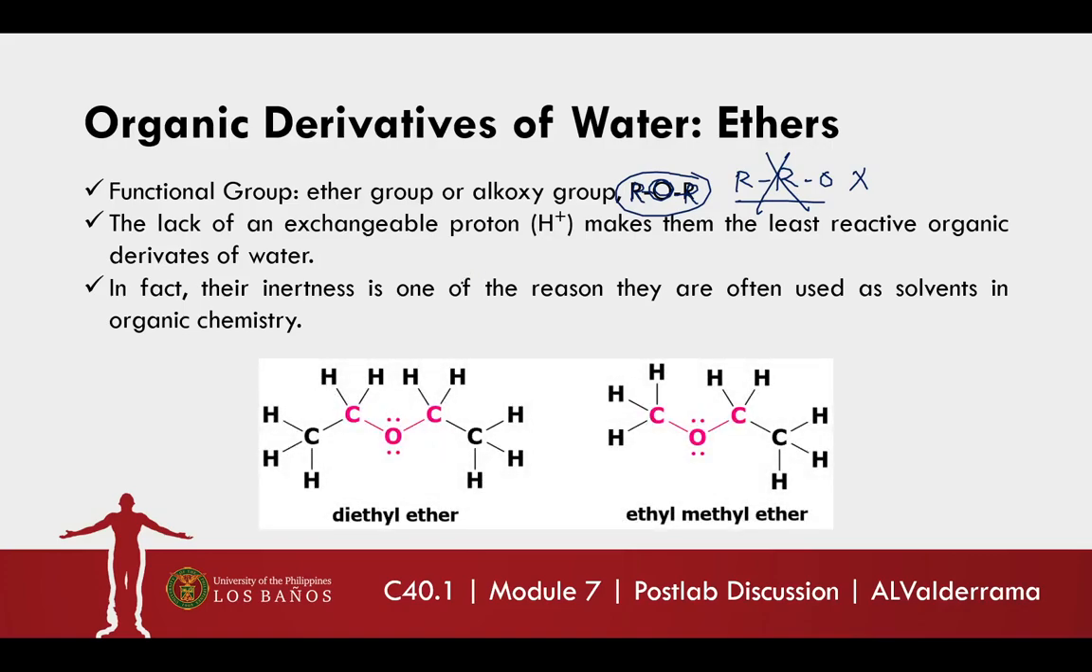So this is an example of ether. So we have your diethyl ether. So meron kang dalawang ethyl na naka-attach sa O. That's why it became diethyl ether. So in here we have ethyl, methyl, ether. Okay?